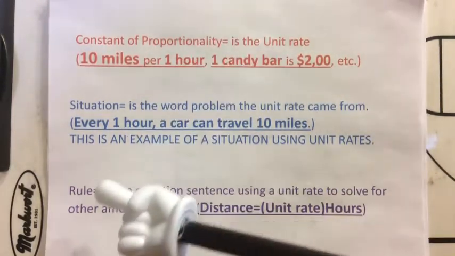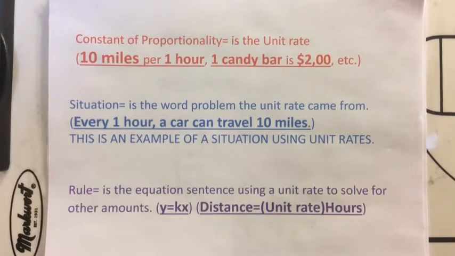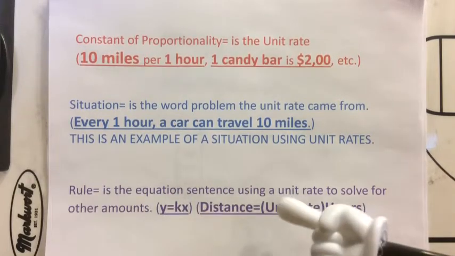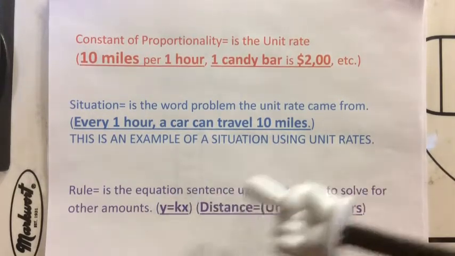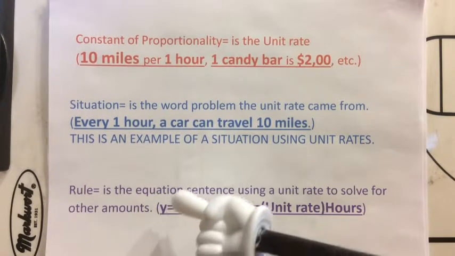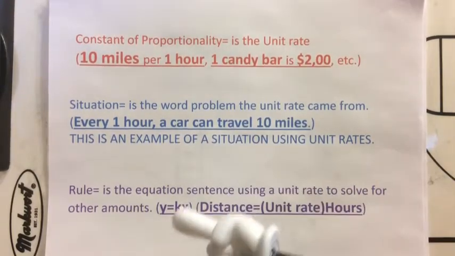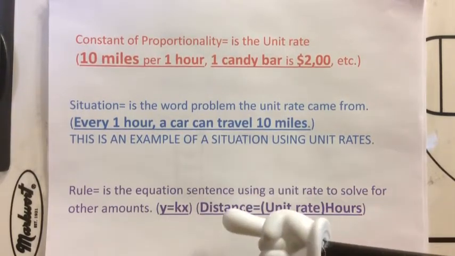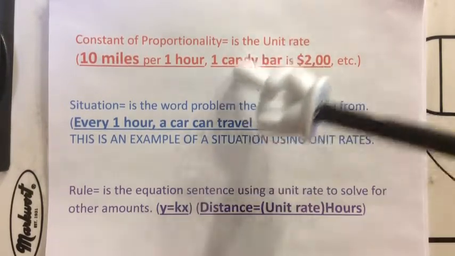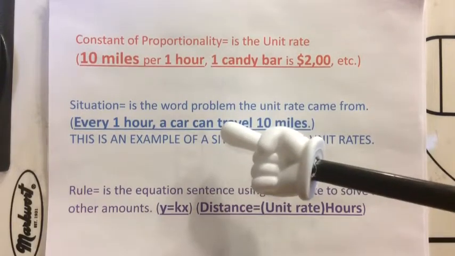The third term you have to know is known as the rule. Now the rule is an equation sentence using a unit rate to solve for other amounts, such as money cost, distance traveled, etc. Now how would you write the rule? I have 2 examples right down here that should give you more of a visual. So when they say a rule, it means an equation. So like y equals kx. Now if you take a look carefully at this one right here, this is a representation of this small equation problem right here.